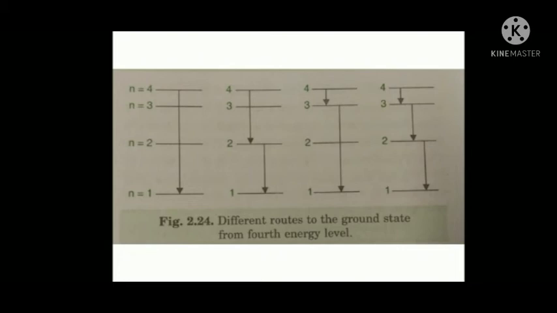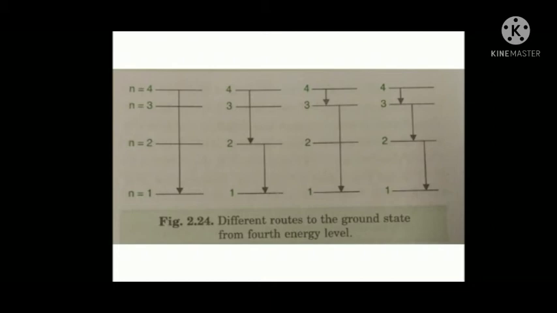Then what is the third possibility? The electron jumps from the fourth energy level to the third energy level first. Then from the third energy level it jumps directly to the first energy level. Here also two jumps occur, but the energy emitted in these two jumps will be different. So corresponding to that we will get two different lines in the spectrum of hydrogen.